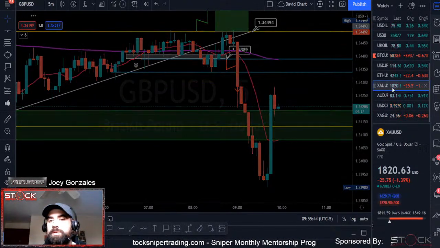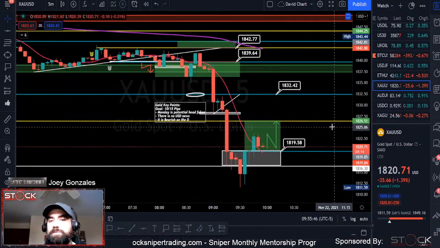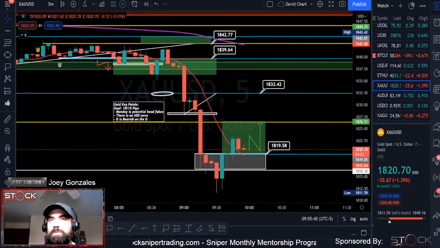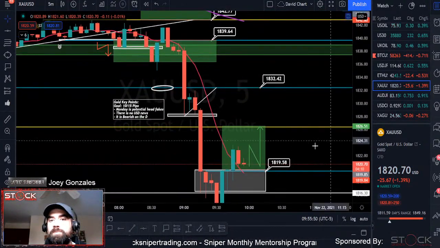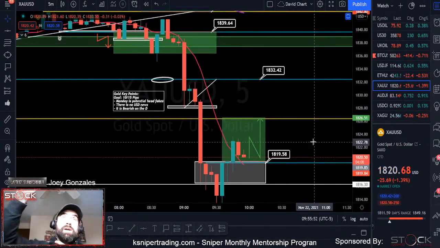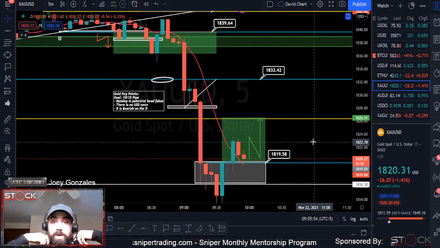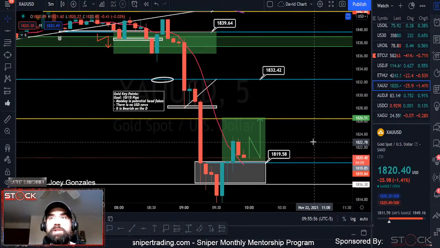Let's check with that gold. Yeah, the lighting's different, guys. I have a window right in front of me, so if I'm getting washed out, it's just because of that. I do apologize.